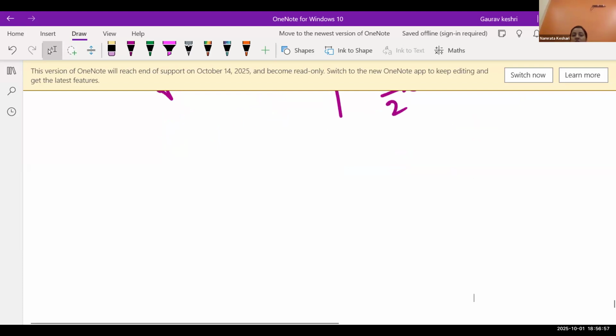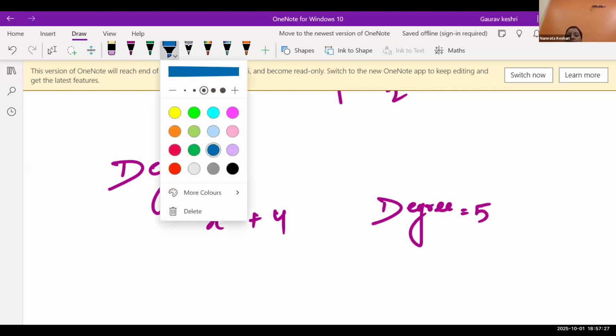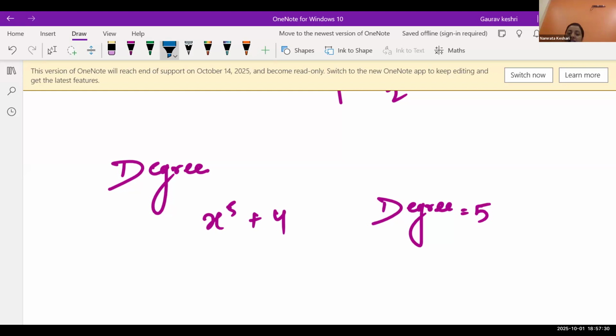Now, the next part is how to identify the degree of a polynomial. I'm writing the polynomial, you tell me the degree. If we have x to the power 5 plus 4, what is the degree of this polynomial? Degree means the highest exponent of the variable. Here, only one variable is there, that is x. Maximum power is 5, so that is the degree.